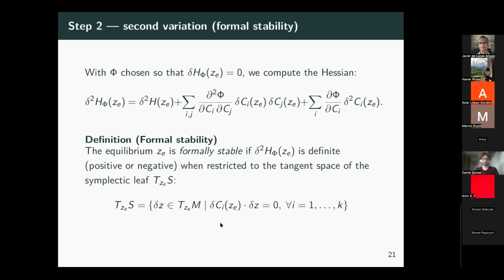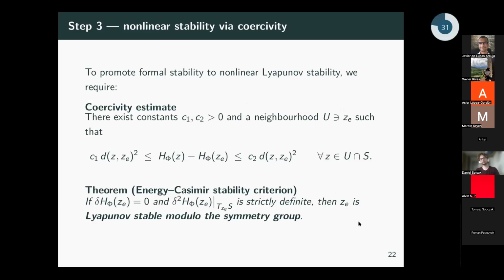And here is exactly where we are doing the quotient out. So instead of taking the quotient manifold and dividing it by the group, we do this, just restricted to the tangent space of a symplectic leaf. And the symplectic leaf is just restricted by the Casimirs, as you can see.